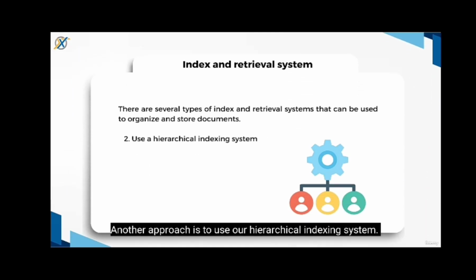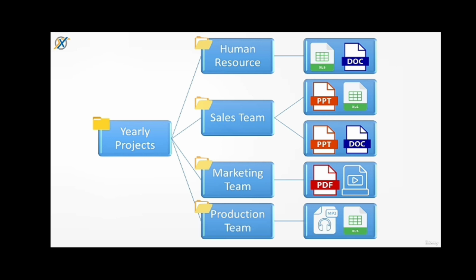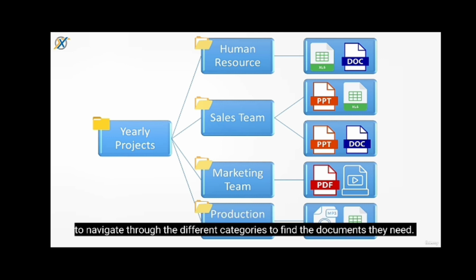Another approach is to use a hierarchical indexing system, where documents are organized into a tree-like structure based on categories or topics. This can be useful for large organizations with many different types of documents, as it allows users to navigate through the different categories to find the documents they need.